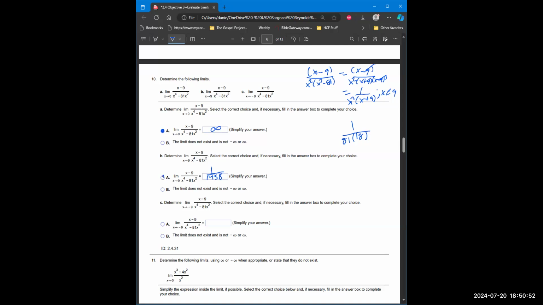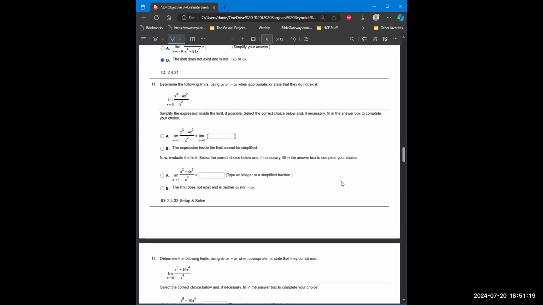That's what I was just saying. There's a hole there at 9. It's not an infinite limit. As I get close to negative 9, that's what I was thinking here, is that this is going to change sign. And it's going to be neither positive nor negative infinity there. Because as I come from the left, it's going to be negative infinity. As I come from the right, it's going to be positive infinity.